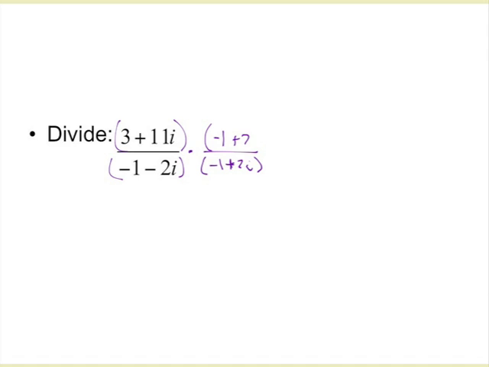And multiply by the same thing on the top, so we're really just multiplying by 1. In the top, I pass out the 3, negative 3 plus 6i. I pass out the 11i, negative 11i plus 22i squared.